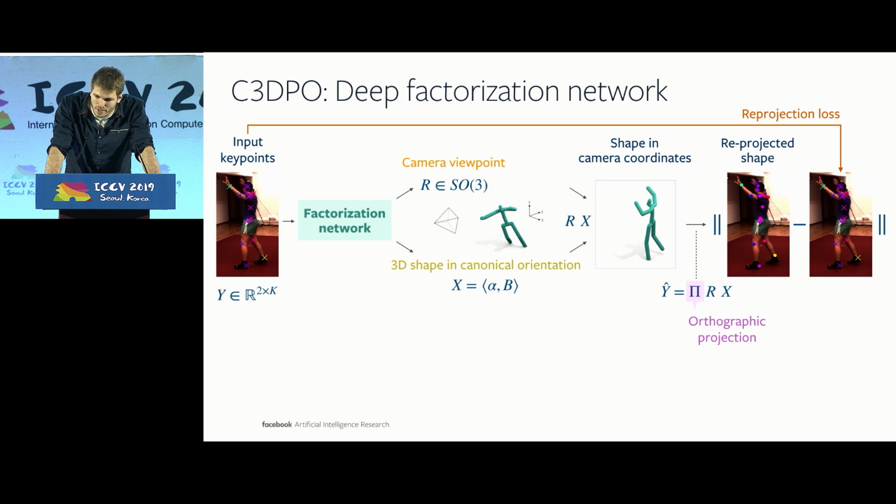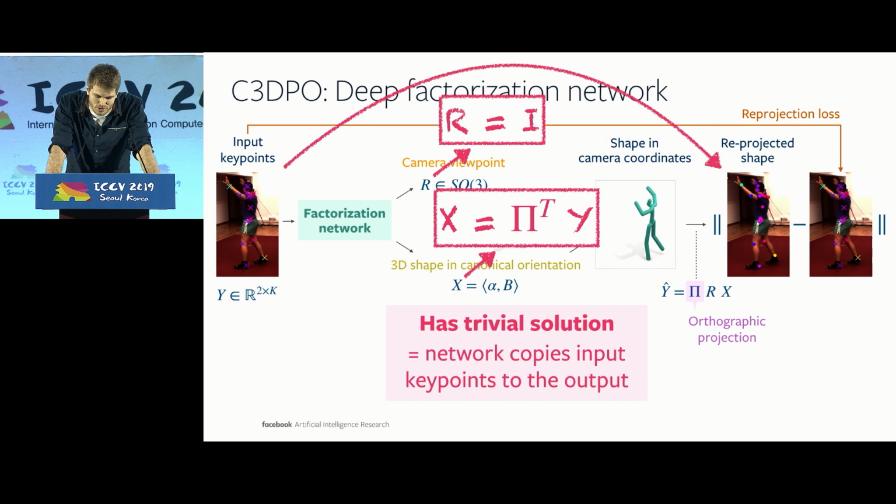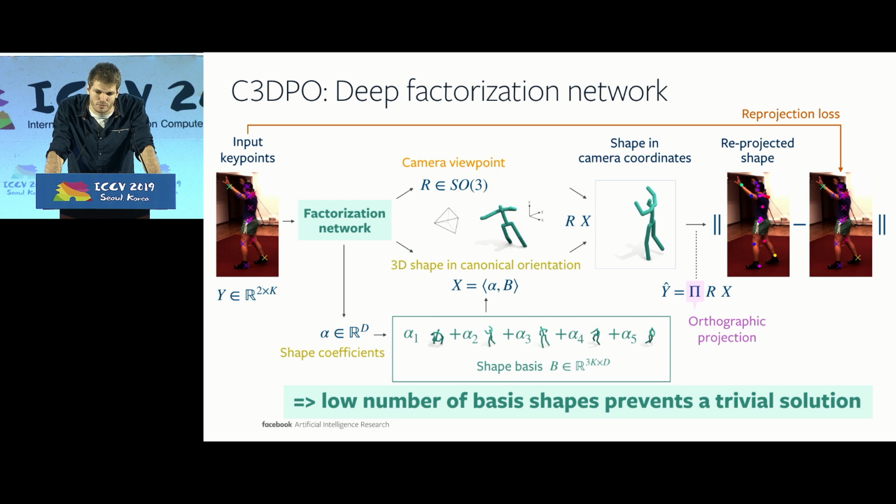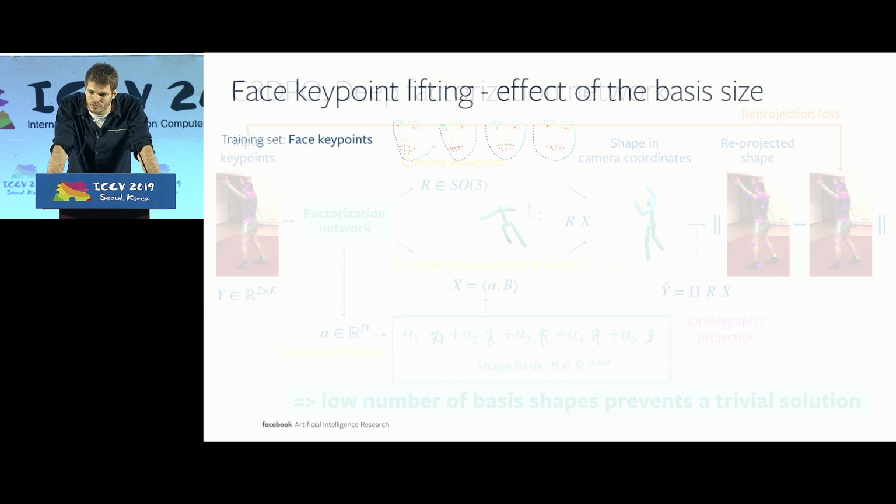Now, on this diagram, you can easily see that actually there is a trivial solution to this, which is just taking the input key points, and we can just copy them to the output, right, as you can see there. And so this has to be fixed somehow. We do a bunch of tricks for this, but the main one is that we assume that the 3D shape in canonical orientation is just a linear combination of a small number of basis shapes. And so this steals the capacity from the factorization network and forces it to predict some kind of more structured solution.